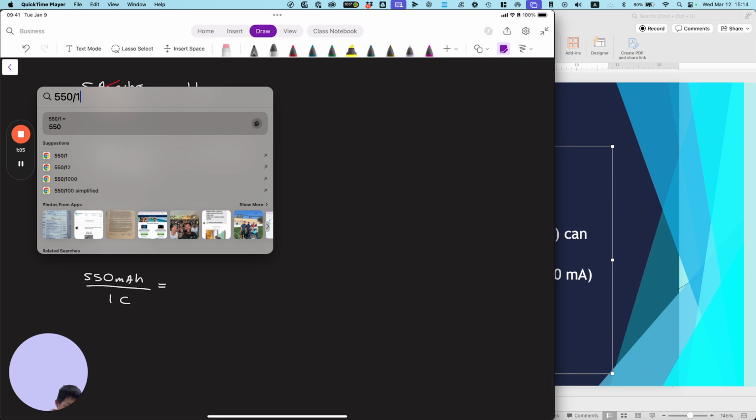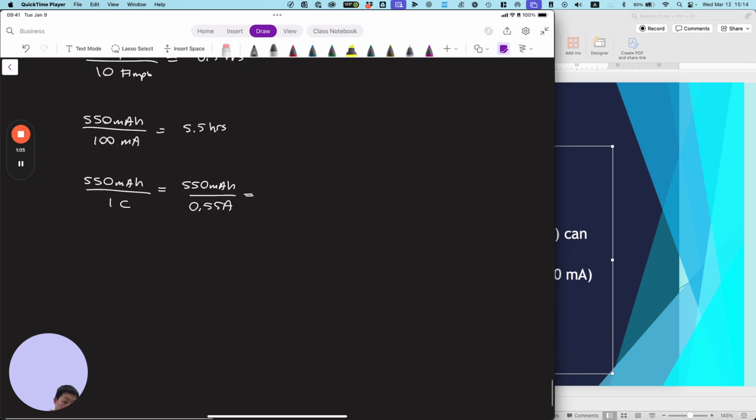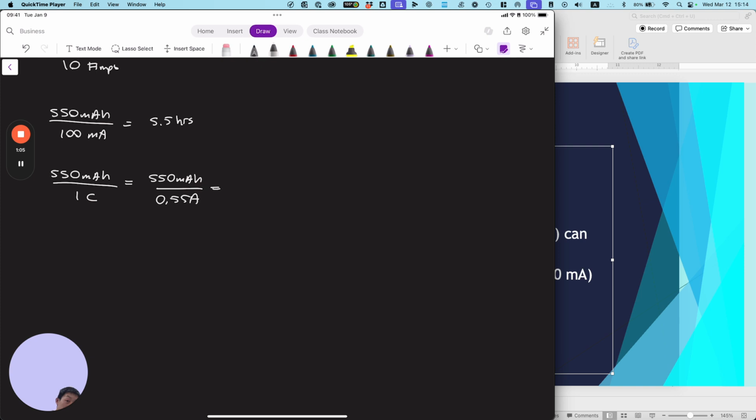0.55 amps. Okay, we have a unit mismatch here. So 1C is going to be 0.55 amps. But you see how we have milliamps at the top? We have milliamp hours at the top and we have amps at the bottom. Let's make it a little easier on us and use the same units.